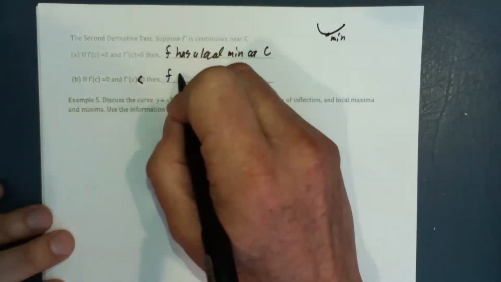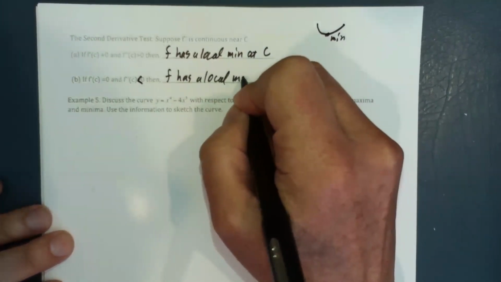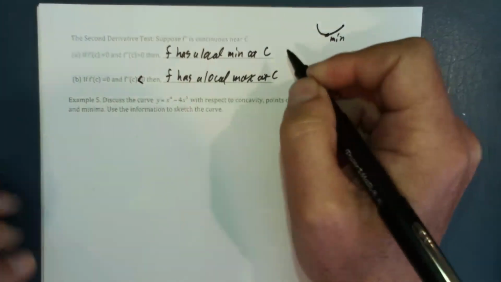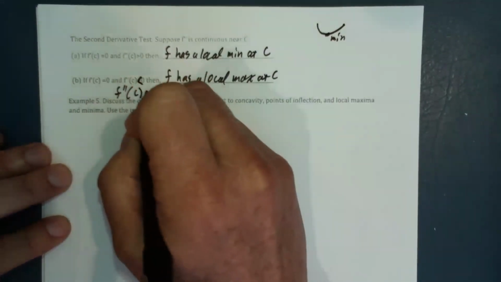Same thing for part B, but this is a typo, this should be negative. If f prime of c, the critical value, is 0, and if f double prime of c is negative, then f has a local maximum at c. Be sure to change that. This should be f double prime of c is less than 0.